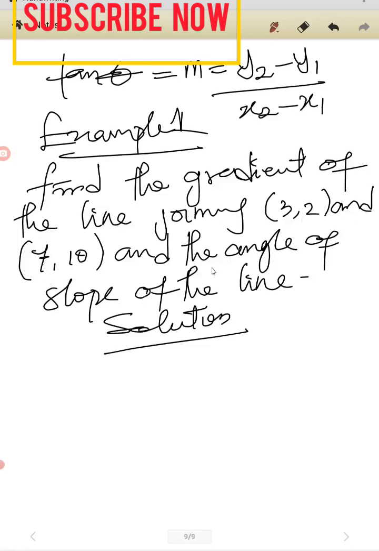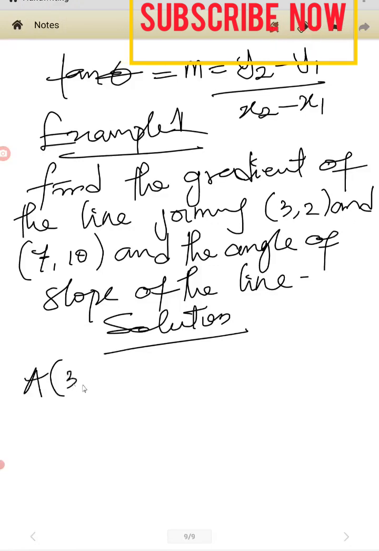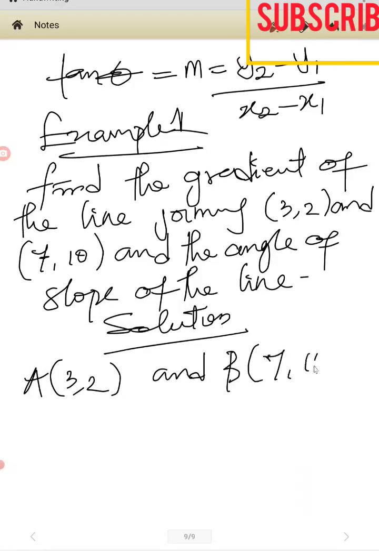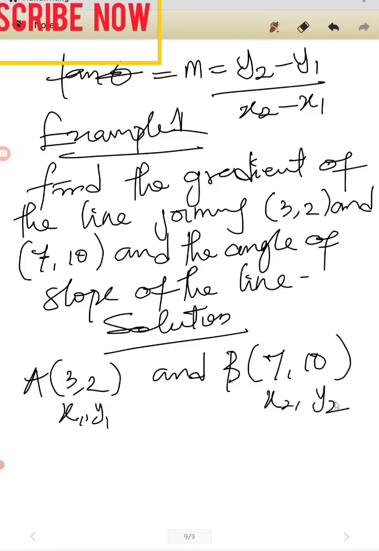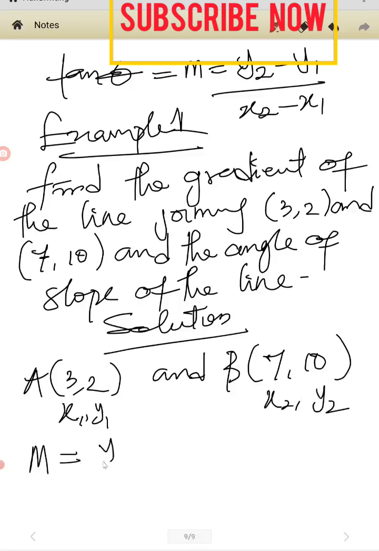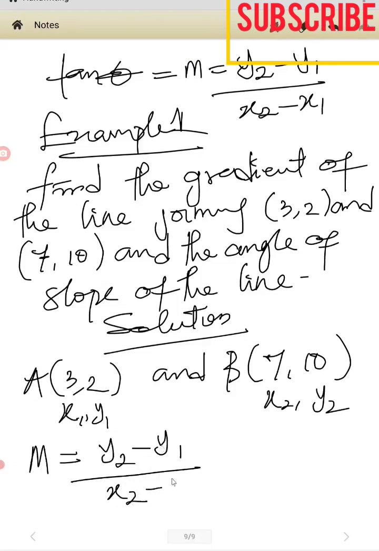It's so very simple, as I've explained earlier. You firstly write the point. Let's represent the first point, maybe the point A, we have 3, 2, and the point B, we have 7, 10. As I've explained earlier, for any point written, the first thing is x, but being the first one, you put 1. The second one is y1. So this one is x2, y2. So if you are now to find the gradient for this, it's so very simple to say that m is equal to y2 minus y1 over x2 minus x1.